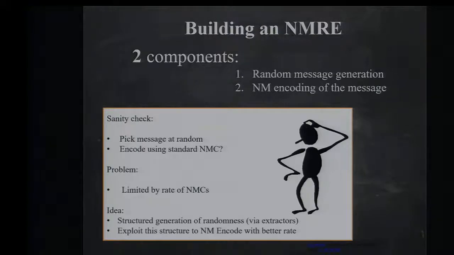So what is the main idea? The idea is that you want to generate this randomness not by choosing it at random, because then you don't have too much leverage. Instead, you use some structure to generate the randomness. And specifically how we're going to generate it is to use randomness extractors. Then once we have that structure, can we exploit the structure to non-malleably encode with better rate? That's sort of the flavor of the question we're asking.